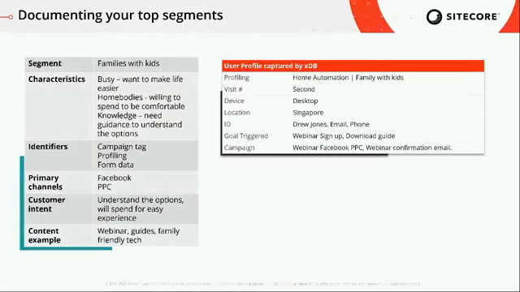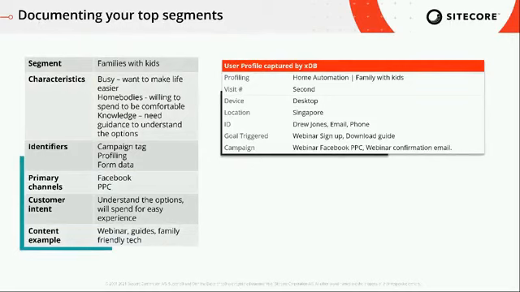So this involves a few key pieces of information. What are the characteristics of this customer segment? They're busy, they want to make their life easier, they're homebodies, they're willing to spend to be comfortable, who isn't really? They will need knowledge, they need to understand what they're choosing, particularly in this area around home automation.